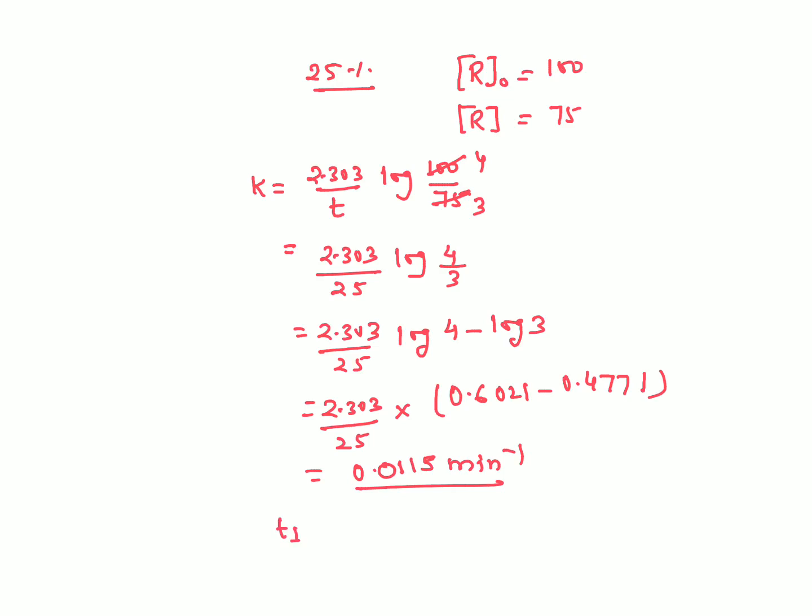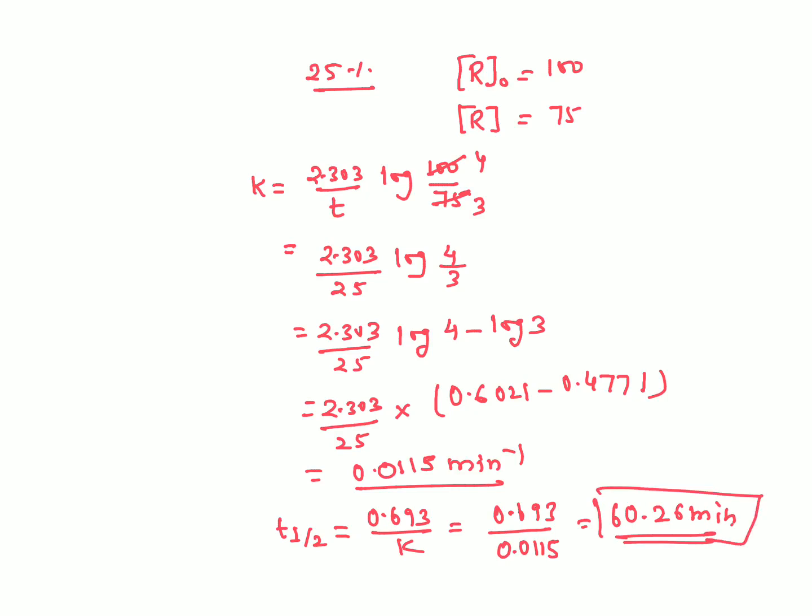Now calculate the half life time period. t half is equal to 0.693 by k, or 0.693 by 0.0115. Okay, so what will you get? When you solve, you will get 60.26 minutes. So this is the half life time period. Okay, this is the solution for the first part.